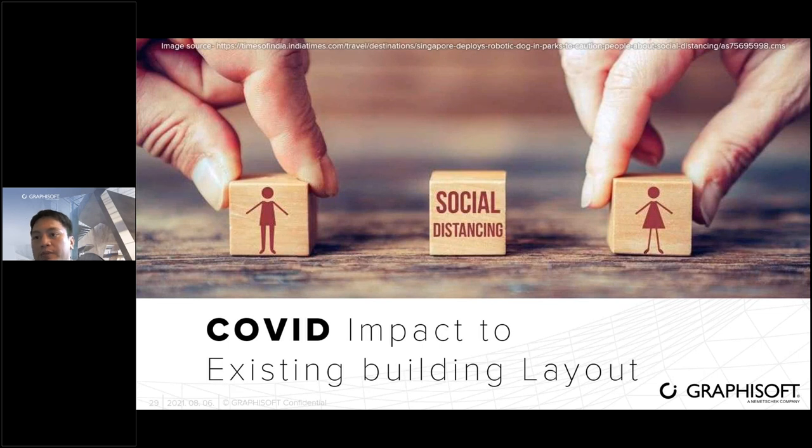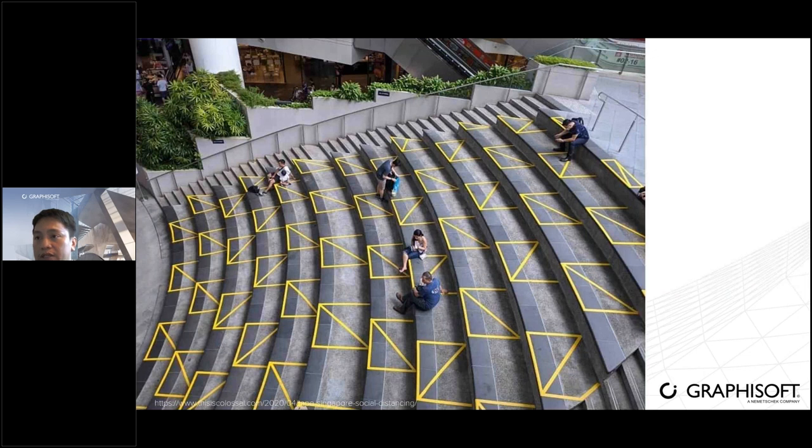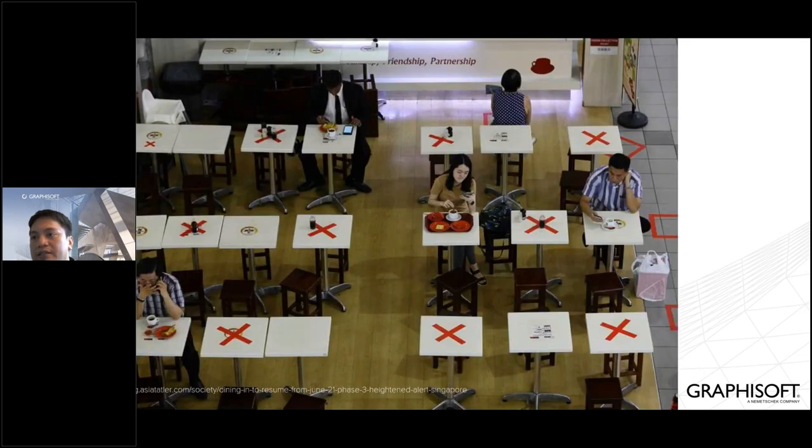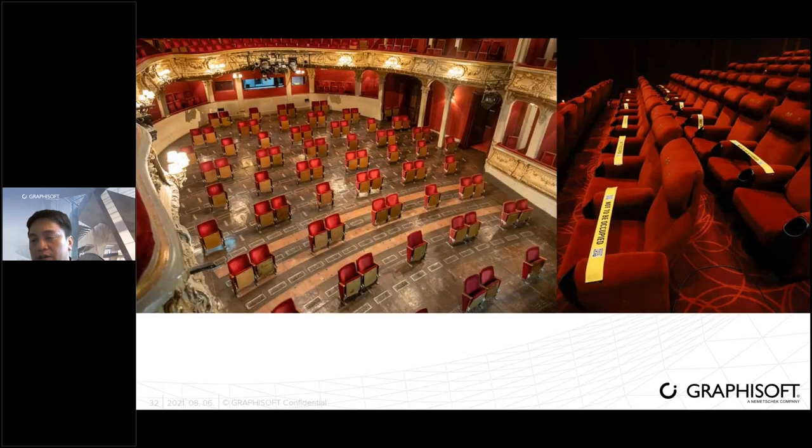The reason is the social distancing. As you can see here, the landscape and the building layout have changed. Now this wonderful staircase became like a pull-up masking tape. Then the dining areas have been changed because of the 1 meter requirement, and even the cinemas and auditoriums as well. As you can see, there are a lot of changes because of COVID.